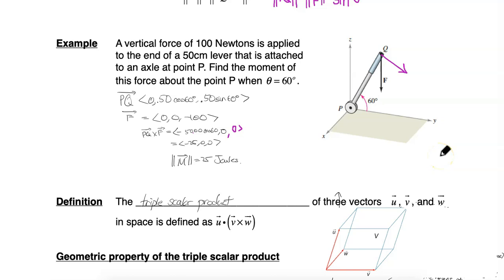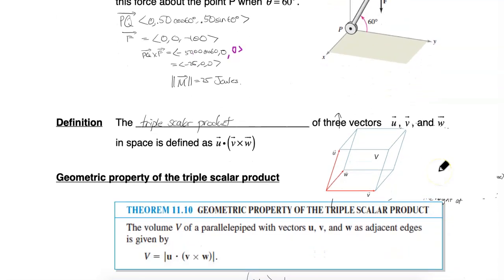Last application here is the triple scalar product. So when you do U dot V cross W, you get the volume of a kind of tilted box like that. It's interesting to see why that works. And let's think about V cross W. We saw that V cross W is a vector that will be perpendicular to V and perpendicular to W. So let's say V cross W goes up like that, it's perpendicular to V, it's perpendicular to W.